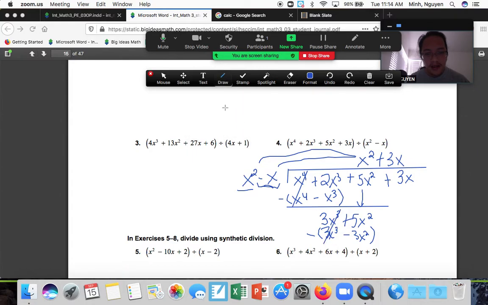5x squared minus negative 3x squared. We're running out of room. I think we'll have space to finish. 8x squared.